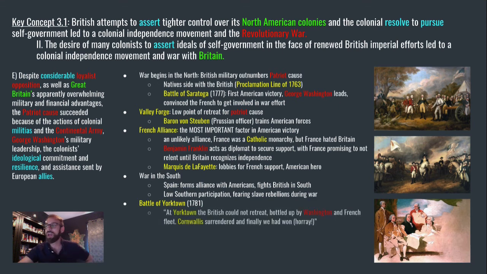Hopefully it helps you. The song goes, at Yorktown, the British could not retreat, bottled up by Washington and the French fleet. Cornwallis surrendered, and finally, we had won. Hooray!